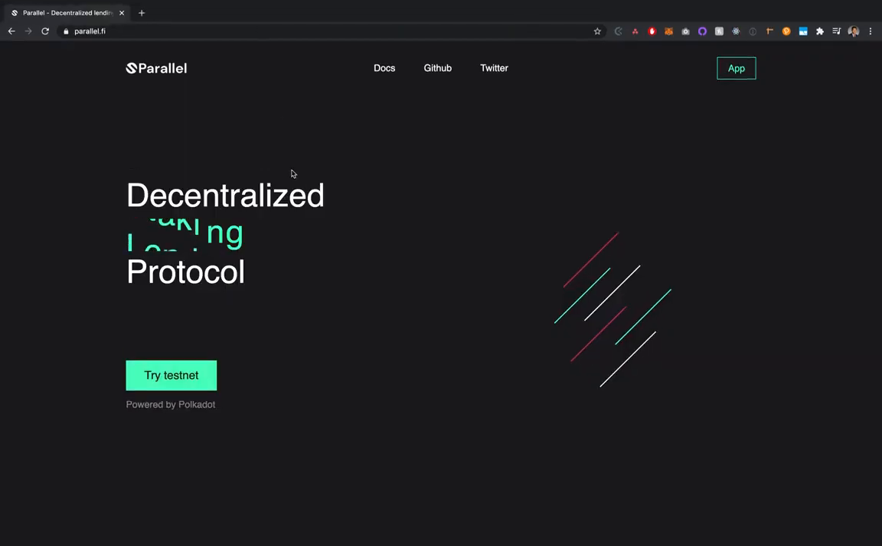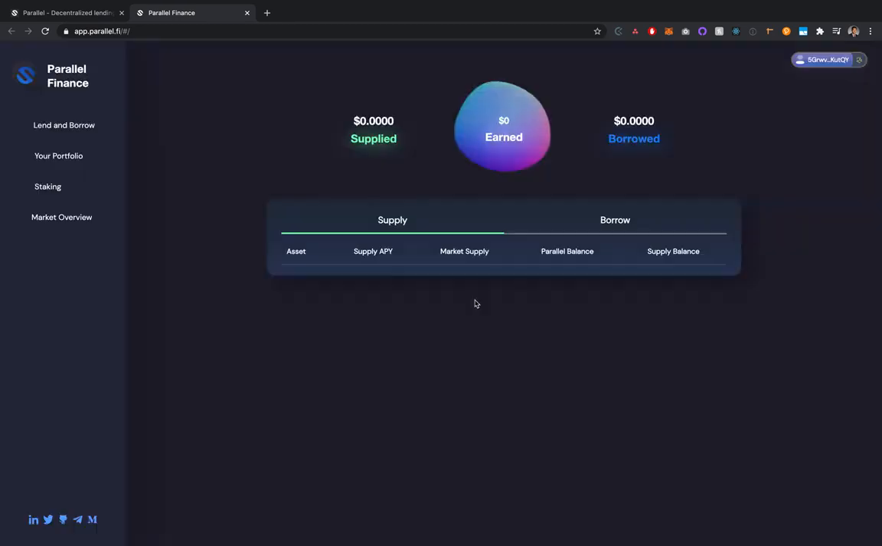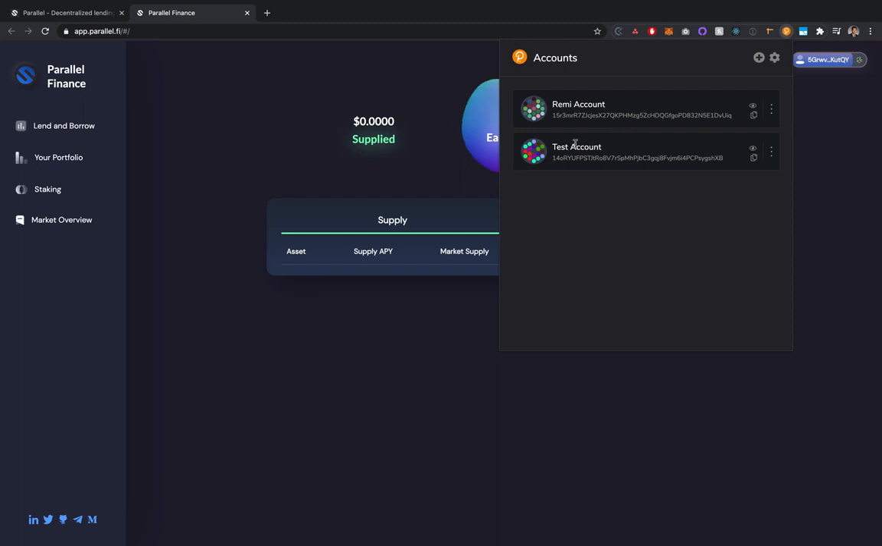Hi everyone, this is a video demo of the parallel finance platform. So here we can try our testnet that we have deployed on Substrate. Here we're connecting to the Substrate network. The first thing I want to talk about is the Polkadot.js extension wallets.